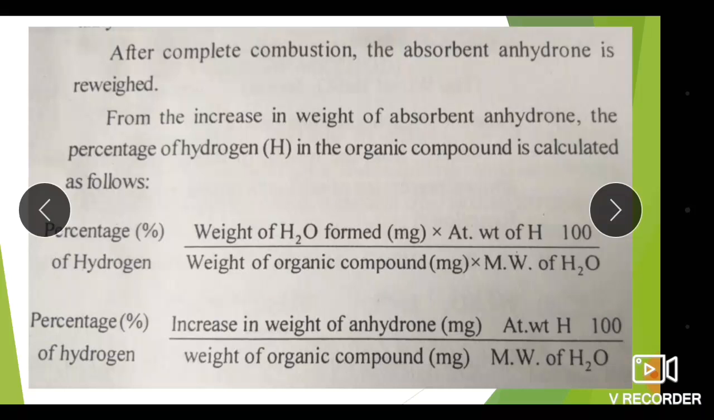So this is about the topic, determination of the amount of carbon and the amount of hydrogen present in the given organic compound.